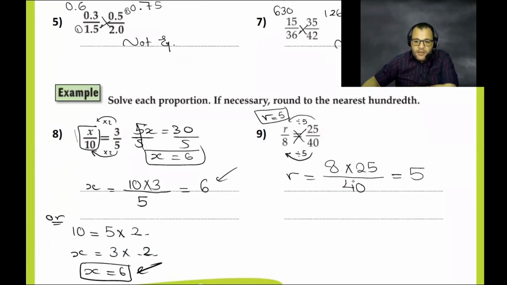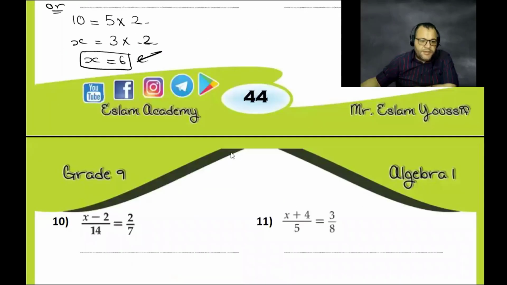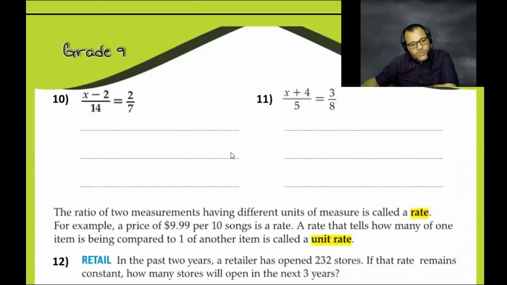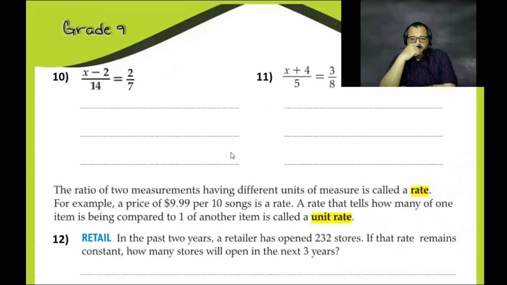Abdullah Malik, can you solve with me the other one? Question number 10. Which one? Number 10. Okay, just try to solve it. So first you're going to cross multiply 14 times 2.